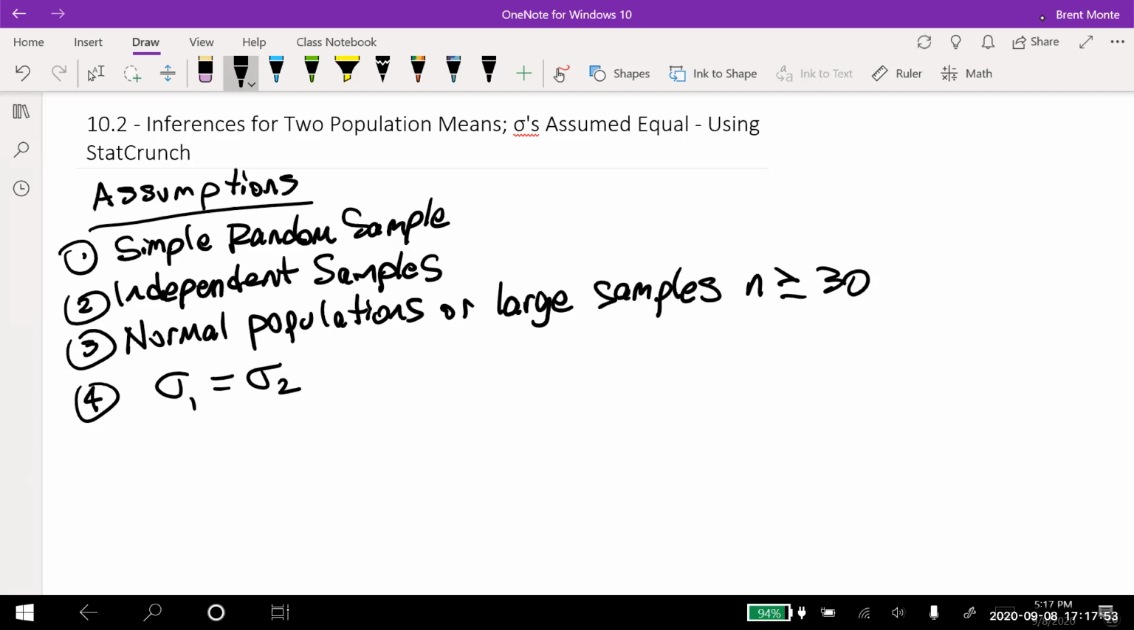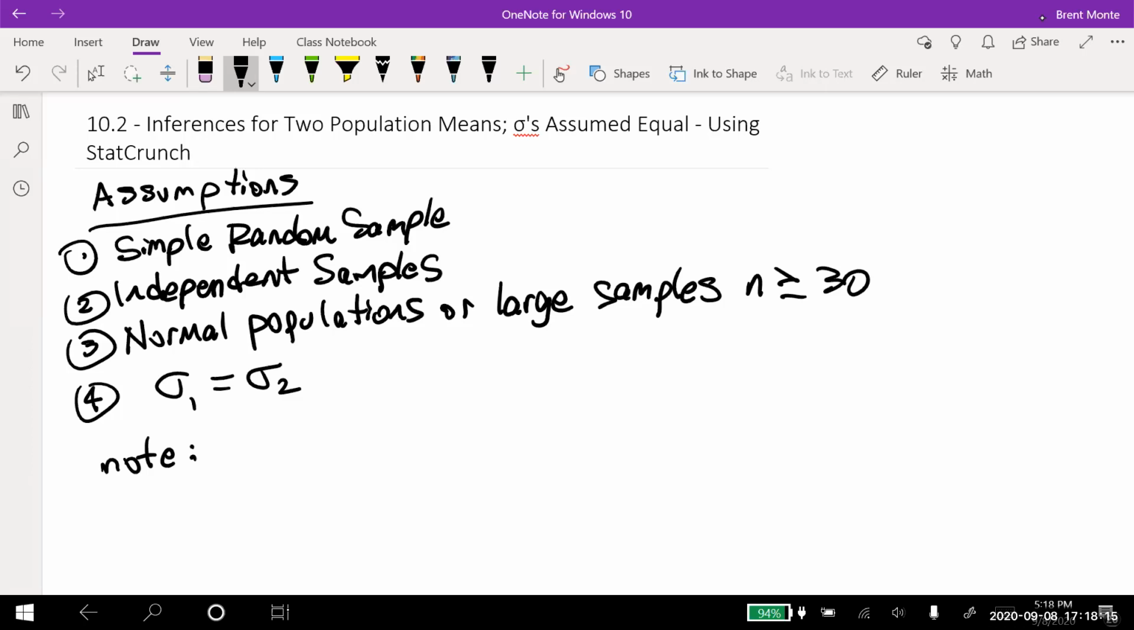Let's go ahead and talk about this. Now, let me give you a quick note right here. You may remember what we're going to be doing. We don't know sigma in this case, so these aren't going to be z-tests, they're going to be t-tests. We're assuming sigmas are equal, we just don't know what they are. So we're going to have to do t-tests and t-intervals.